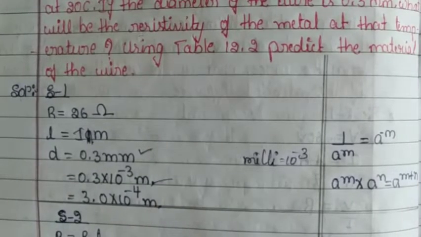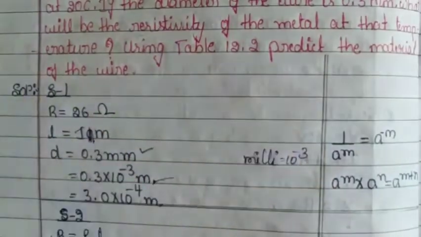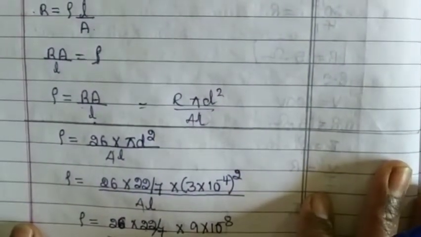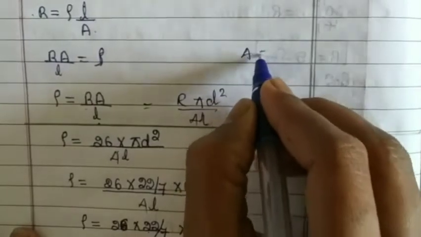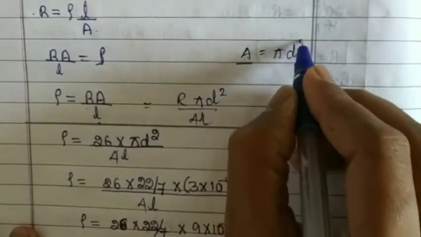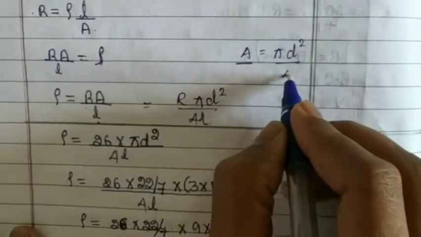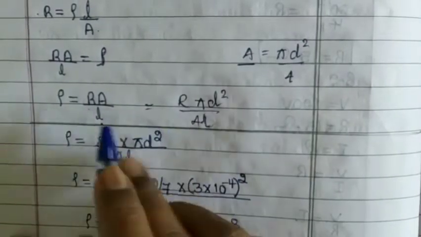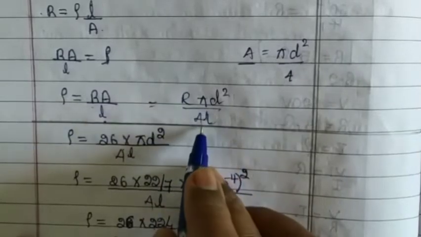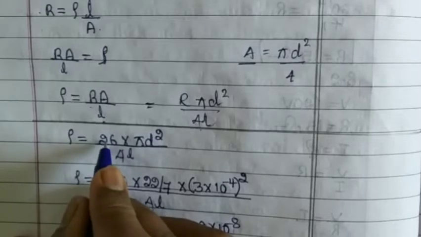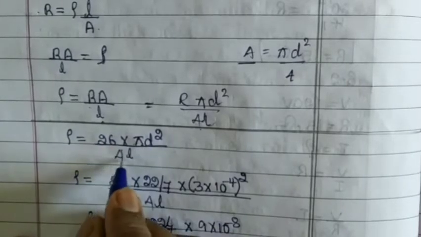Children, here the area of the conducting wire is not given, but the diameter and the length of that wire are given, you know. Now substitute the area like this. A is equal to pi d square by 4. Now, instead of A, write pi d square by 4. The formula becomes rho is equal to R, that is 26, into pi d square by 4L.